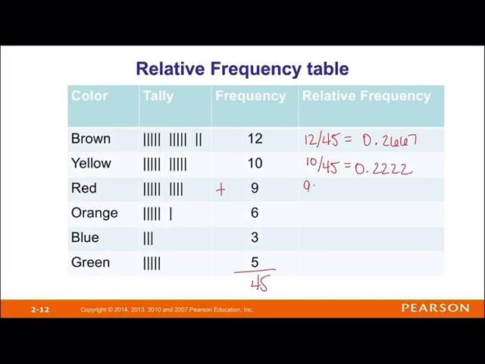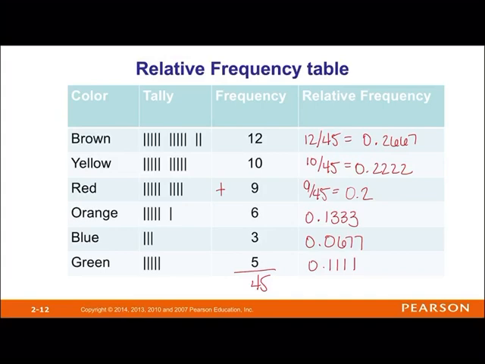So 9 divided by 45. And that will give you 0.2. The next one's going to be 6 divided by 45. So you're going to get 0.1333. 3 divided by 45, which is going to be 0.0677. And then finally, 5 divided by 45 will be 0.111. You should definitely always double check my math, especially because I'm trying to do 14 things at once here. Okay, so those are your relative frequencies.